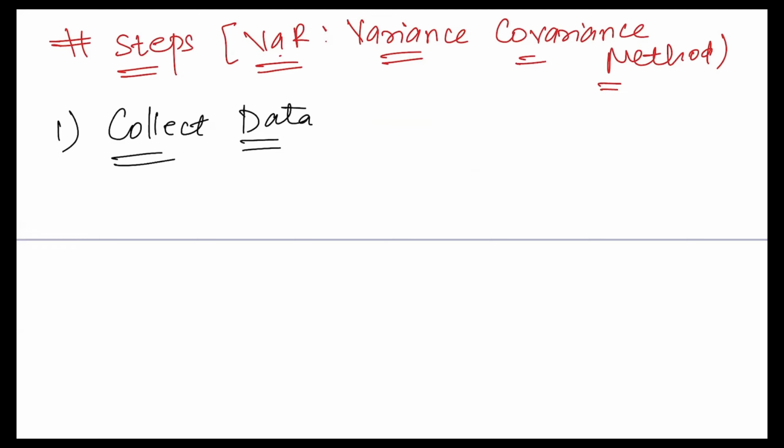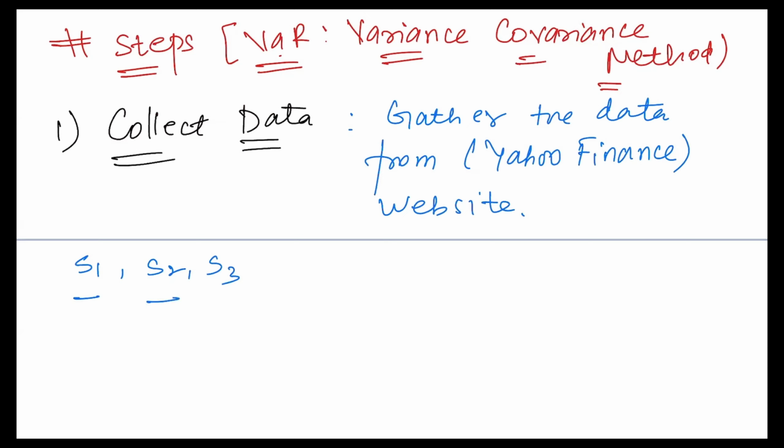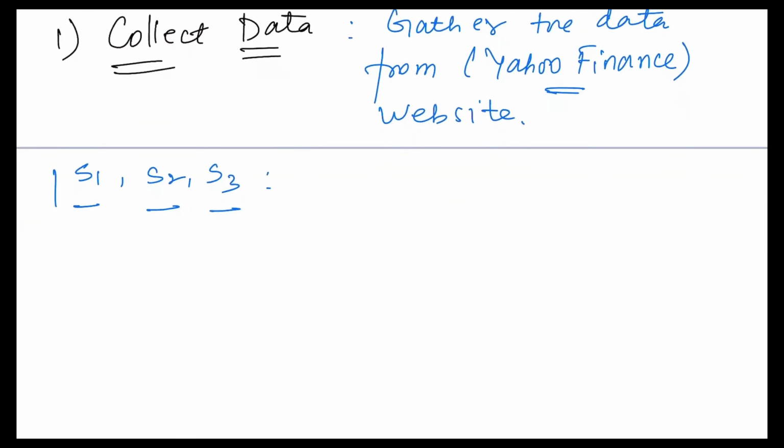Now, you can gather the data from different websites, but the most commonly used website is Yahoo Finance. So just collect the data of your stocks. Let's say if you have three stocks in your portfolio, assuming you have Bank of America, Morgan Stanley, and JP Morgan, let's say. So you just gather the data from Yahoo Finance website. This is the very first step.